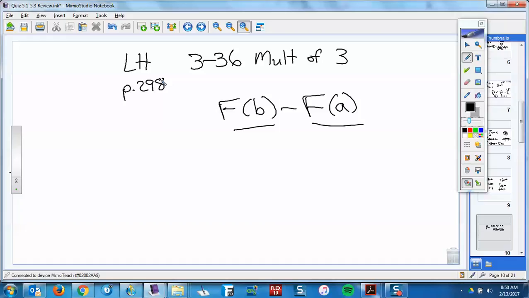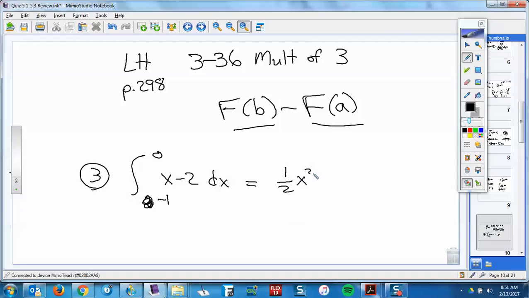Then it goes over to the other one a little bit. But it's just doing the antiderivative. So the first one is an example, the integral from -1 to 0 of x minus 2 dx. So we would do the antiderivative, 1/2 x squared minus 2x, right bracket, -1 to 0.